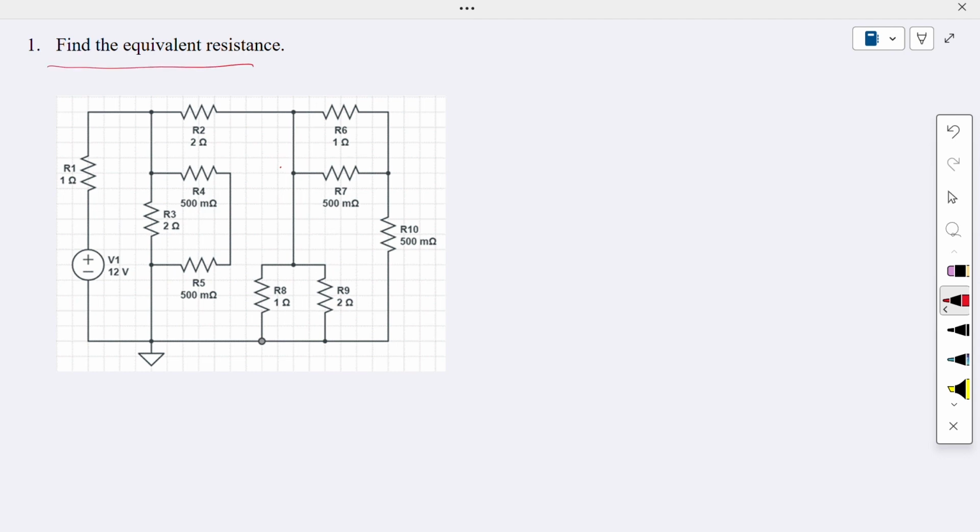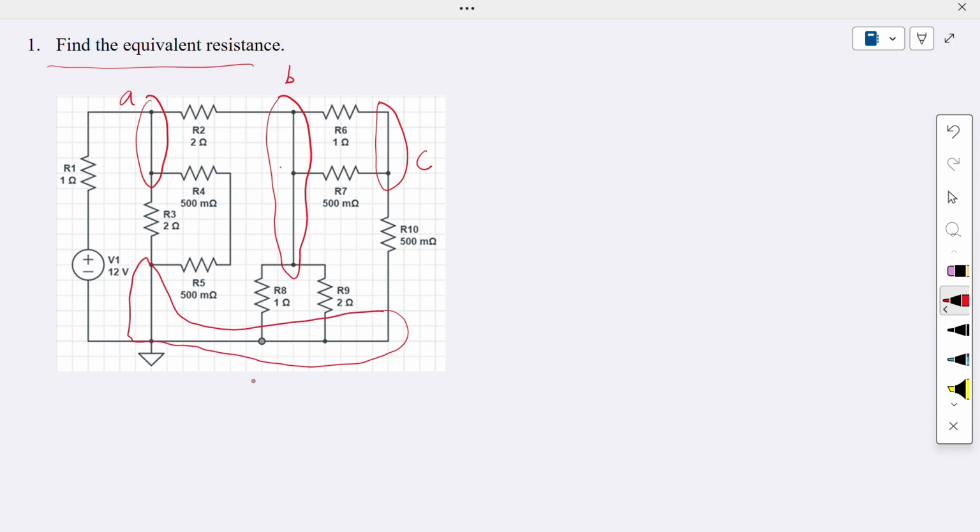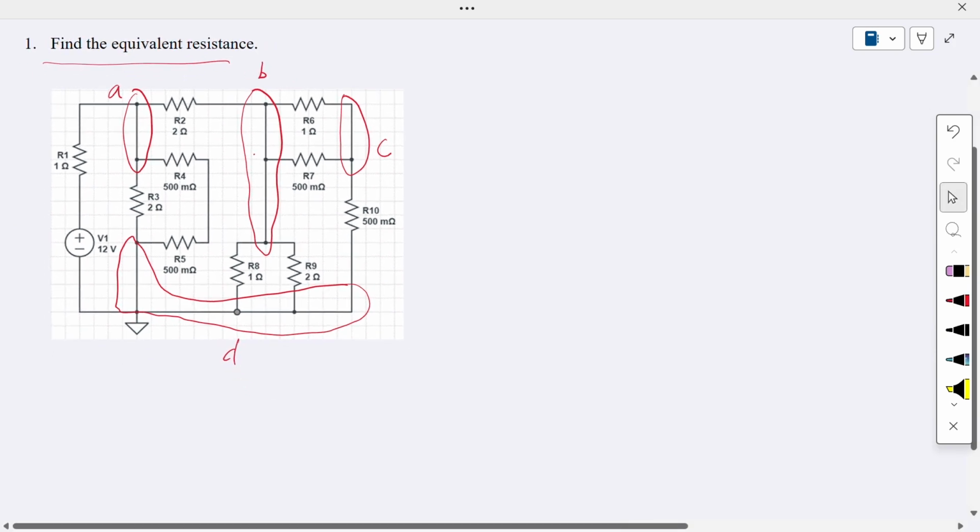So this question is to find the equivalent resistance. We can redraw the circuit here. Basically, we can first assign the nodes. Here we assign node A, and then we can assign this big node here as node B, and then this is node C, and then we have a very big node here as node D. Now we're going to redraw these circuits so we can find the equivalent resistance.